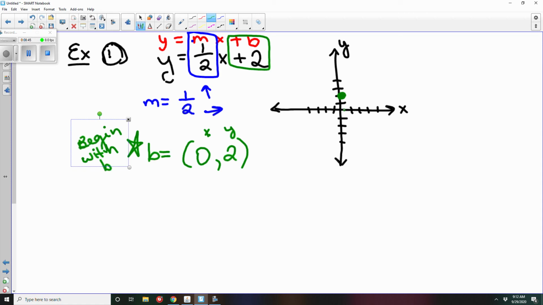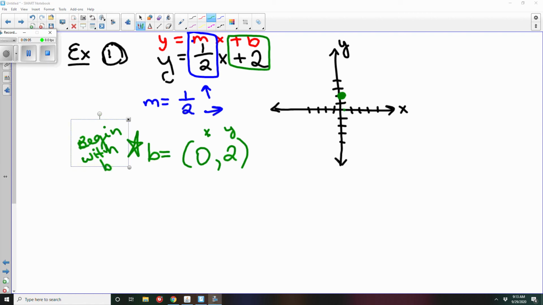Here's the big thing. If you remember that B is your y-intercept, and it's always going to be on the y-axis, that will be your catch-all. Because we're told to start with our y-intercept, it's just going to be on the y-axis. So now, everybody make sure you got your pencil on your (0, 2). Keep your pencil there at (0, 2). And now we're going to use our slope.